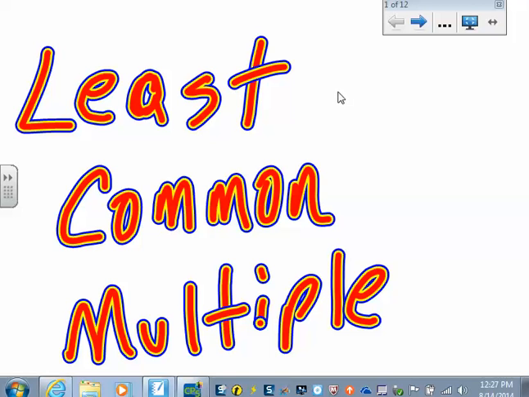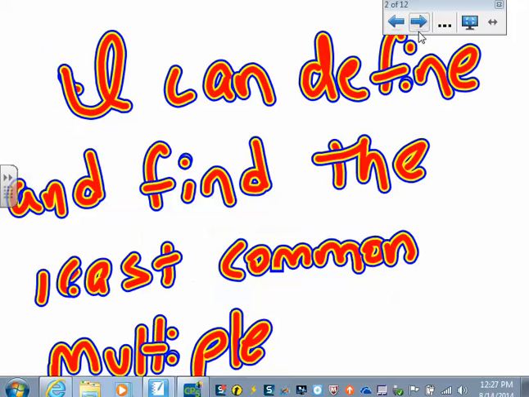And sometimes you need more than one way because it doesn't always work, or one method might be better in one situation than the other. So we're going to look at least common multiple today. So our learning target: I can define and find the least common multiple.